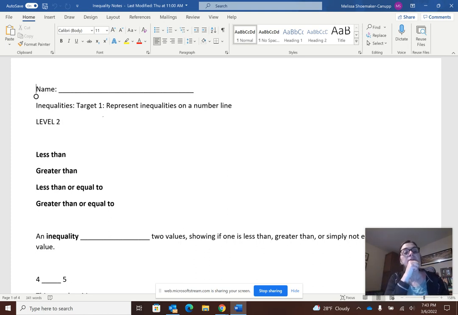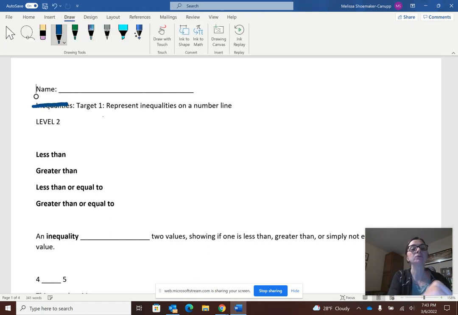Okay. So we're looking at target one in inequality. Ooh, that is not what I wanted. Let's erase that. Boy, oh boy.